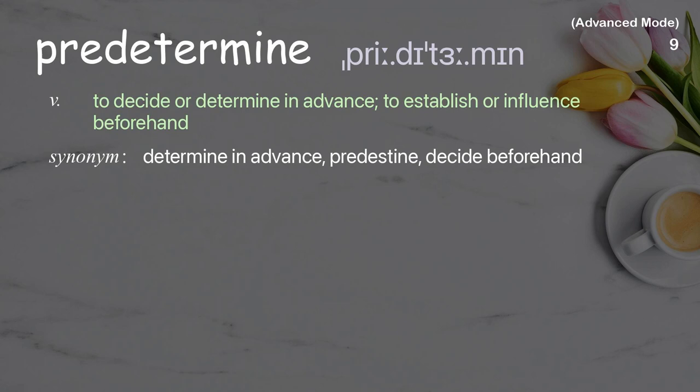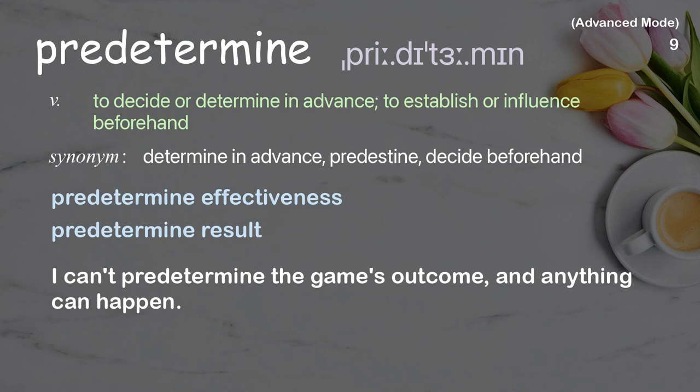Predetermine. To decide or determine in advance, to establish or influence beforehand. Examples. Predetermine effectiveness. Predetermine result. I can't predetermine the game's outcome, and anything can happen.